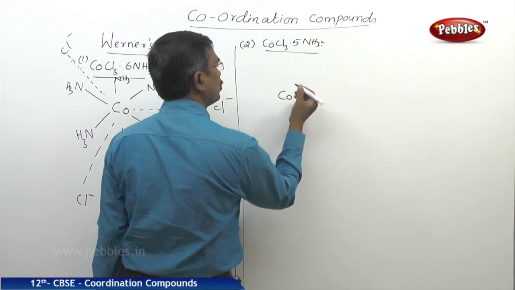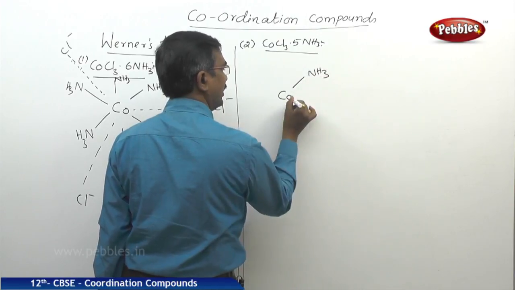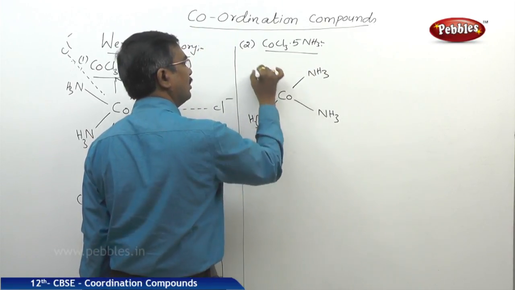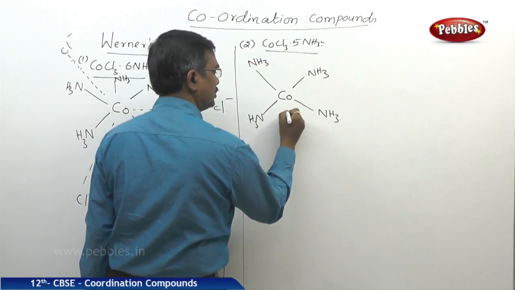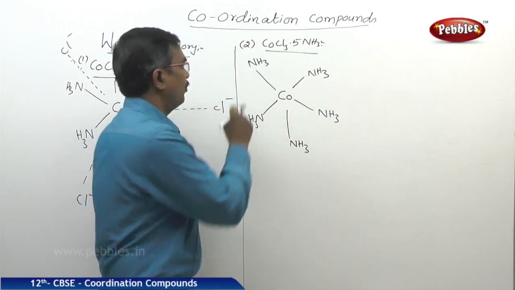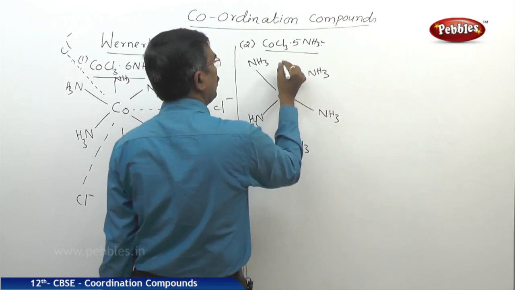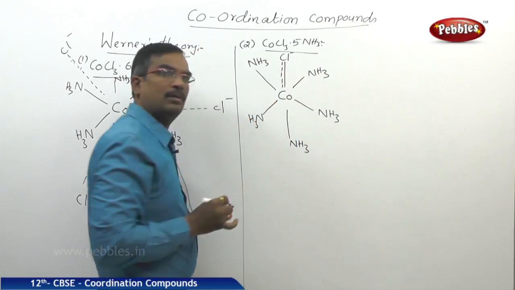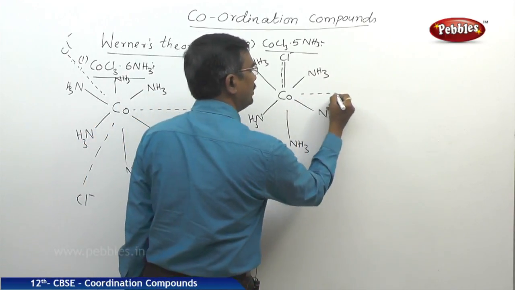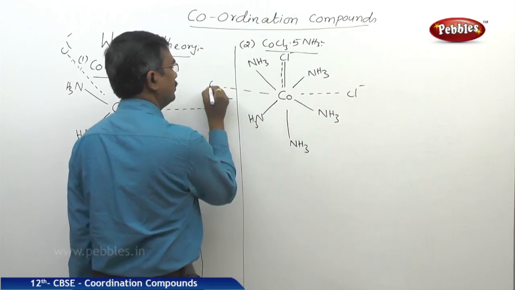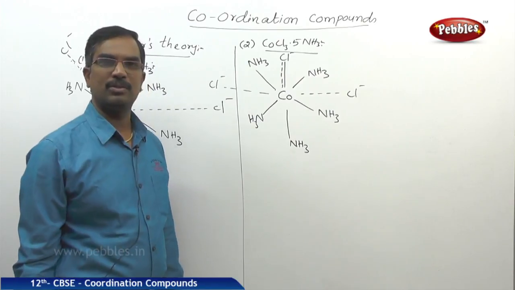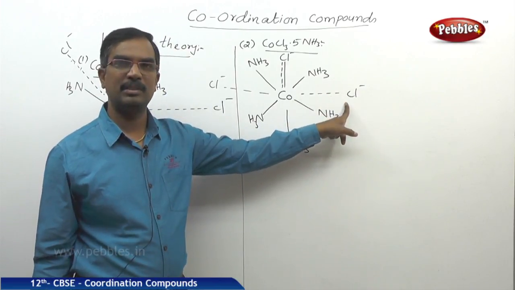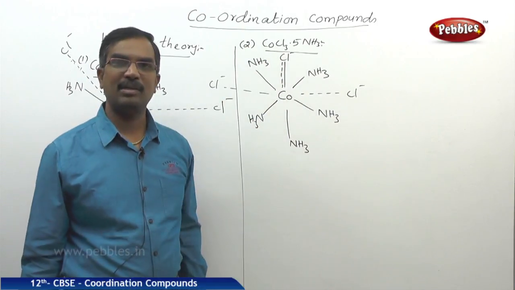So we can show it like this: cobalt, NH3, ammonia molecule. Assume this is another ammonia molecule. We have 1, 2, 3, 4, 5. And coming to the chloride, as I told you, this will satisfy both primary as well as secondary valency. So we still have 2 chlorides. You have to write like this: Cl minus. The primary valency we always write a little bit away from the central atom, the central metal ion. This is the second way of representing the second complex here.